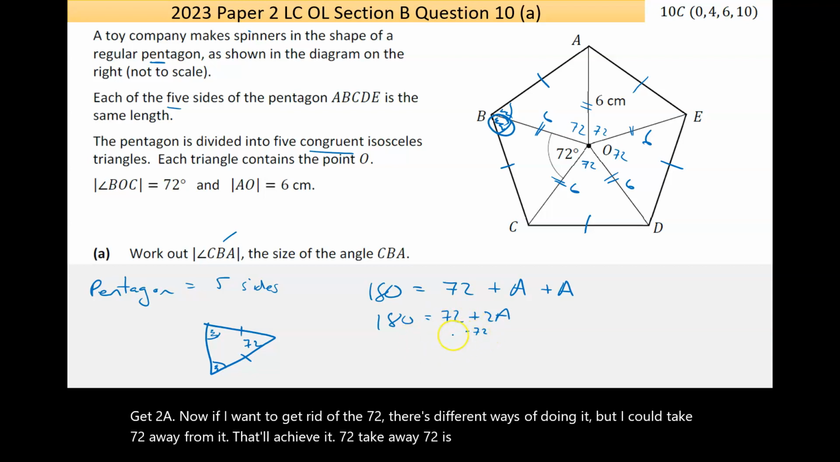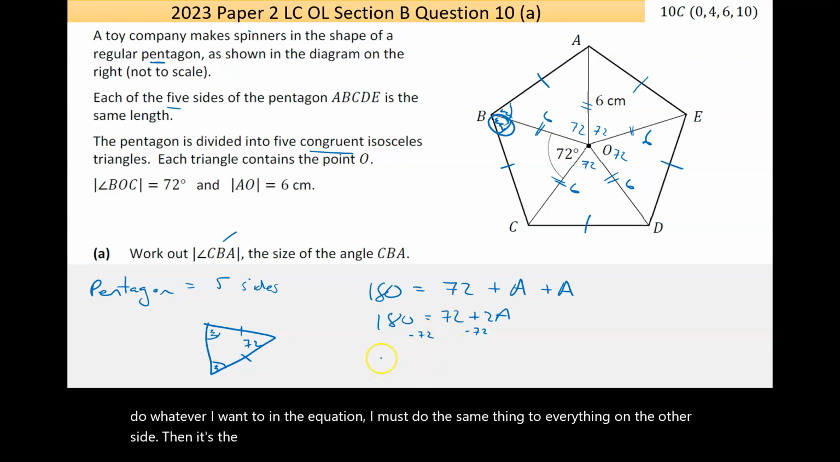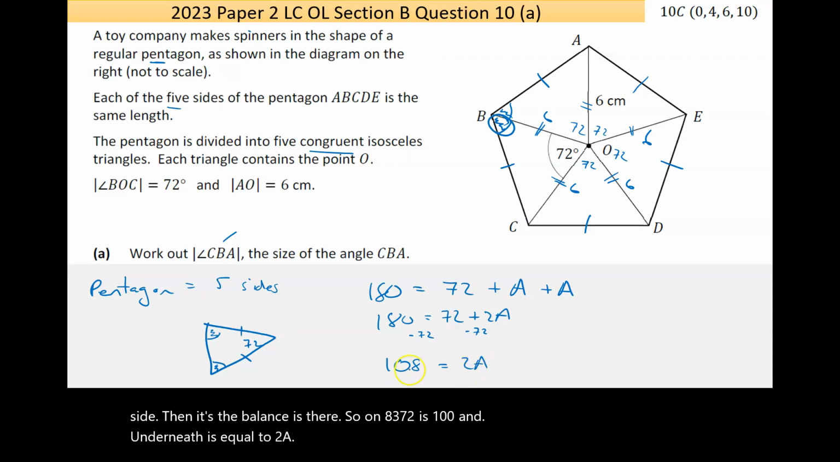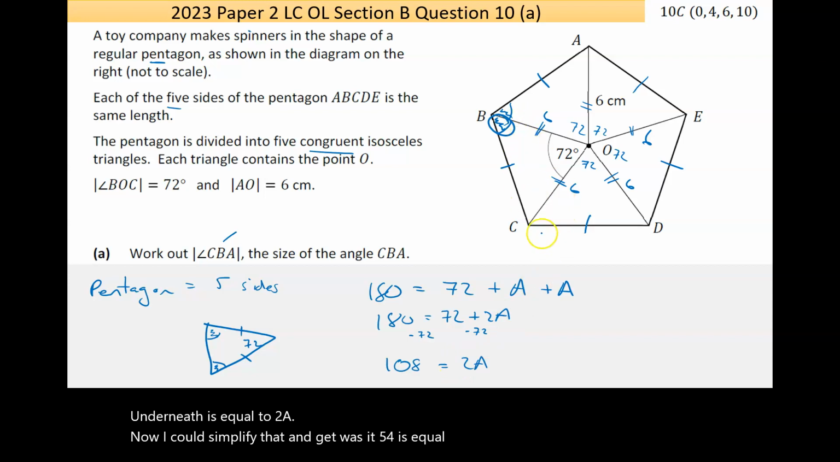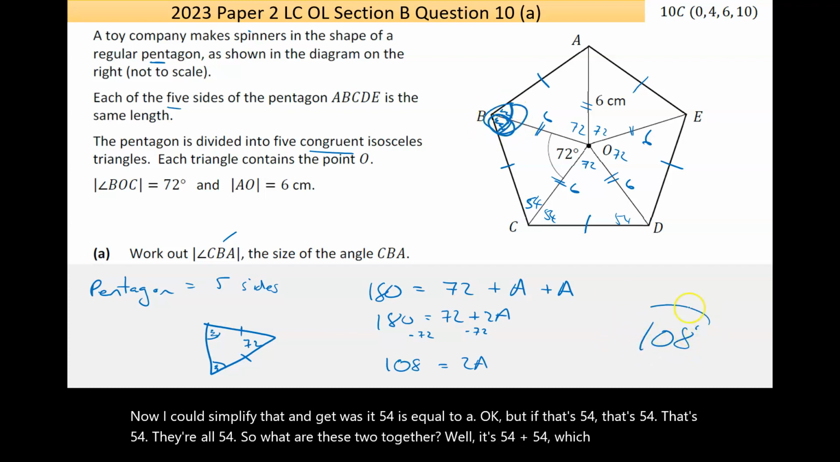But if I do it to one side, and I can do whatever I want to in the equation, I must do the same thing to everything on the other side. Then the balance is there. So 180 take away 72 is 108. 108 is equal to 2A. Now I could simplify that and get 54 is equal to A. But if that's 54, that's 54, they're all 54. So what are these two together? Well, it's 54 plus 54, which is the 108 degrees.